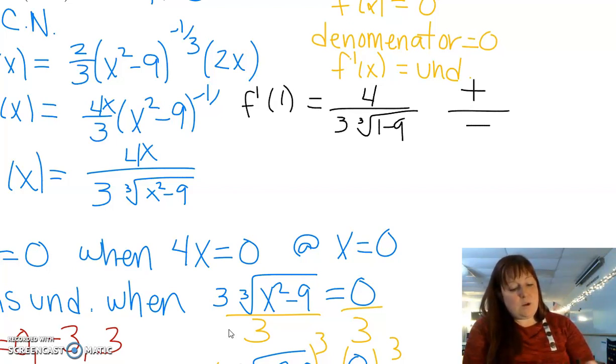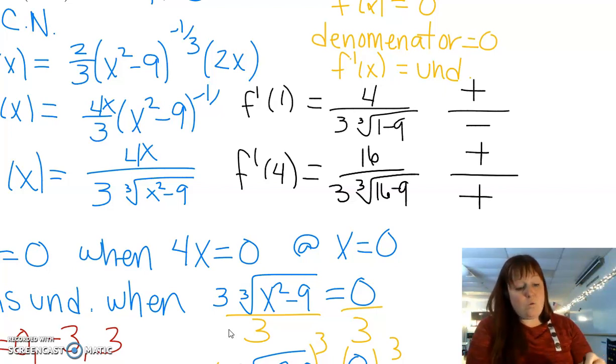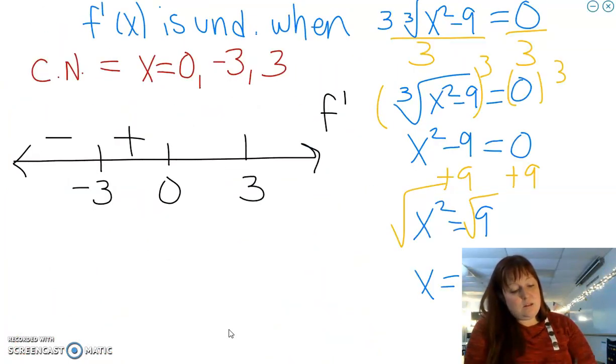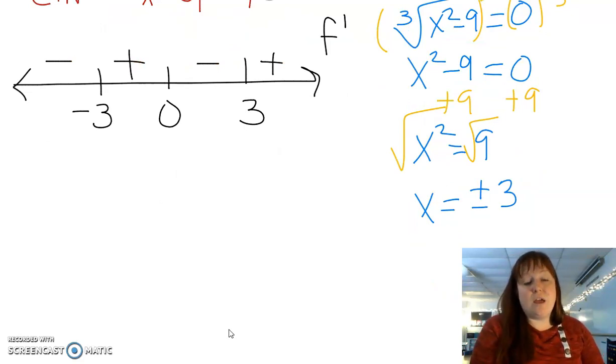And then really quick, while I'm already up here, I'm going to say f prime of 4, because we want something bigger than 3. So f prime of 4 would be a positive on top, and then 3 times the cube root of 16 minus 9. So it's going to give us a positive also on bottom. So I can say in between 0 and 3, f prime is negative, and in between 3 and infinity, it's positive. So now all we have to do is figure out what does this actually mean for our function.